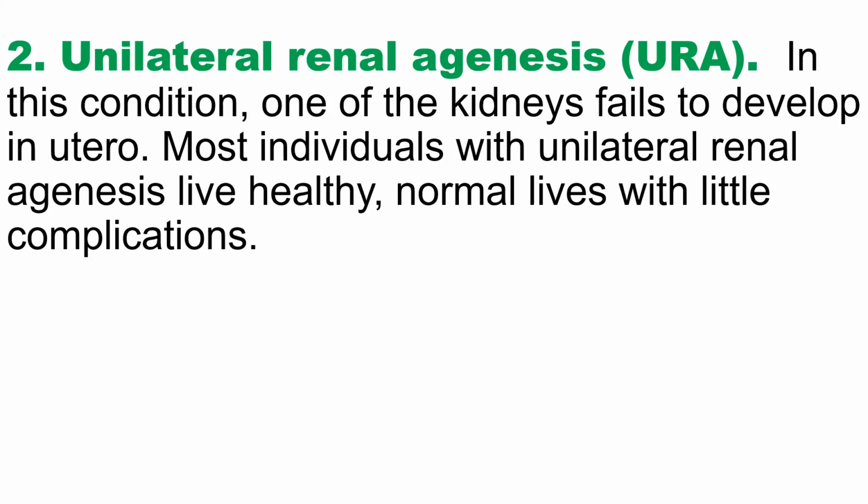Finish writing URA. Okay. In this condition, what happens in unilateral renal agenesis is that one of the kidneys fails to develop. Understand? In utero, one of the kidneys will fail to develop.